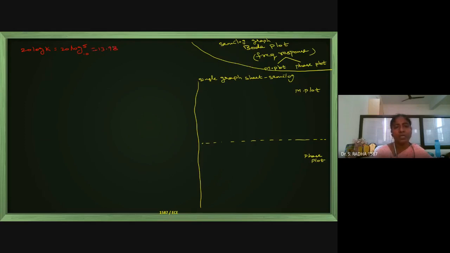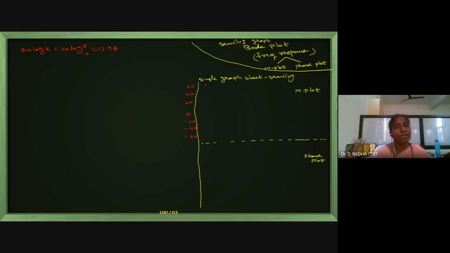So in the plot, I have to use only the upper half for the magnitude plot. I will take this as 0 dB, and on the positive side I will take plus 20, plus 40, plus 60, like that. On the negative side I will take minus 20, minus 40, minus 60, like that. So within half of the graph sheet I have to finish the magnitude plot.